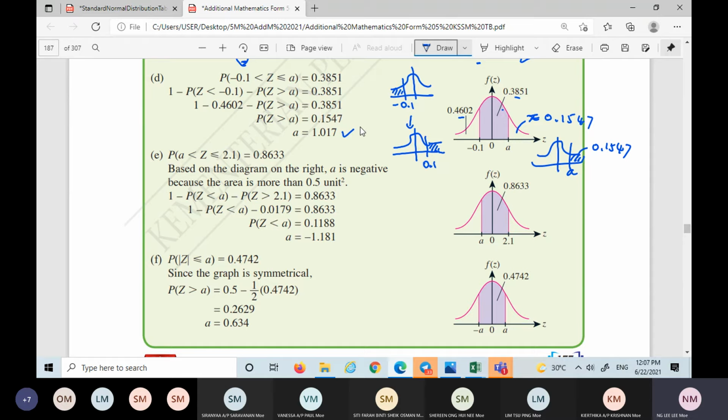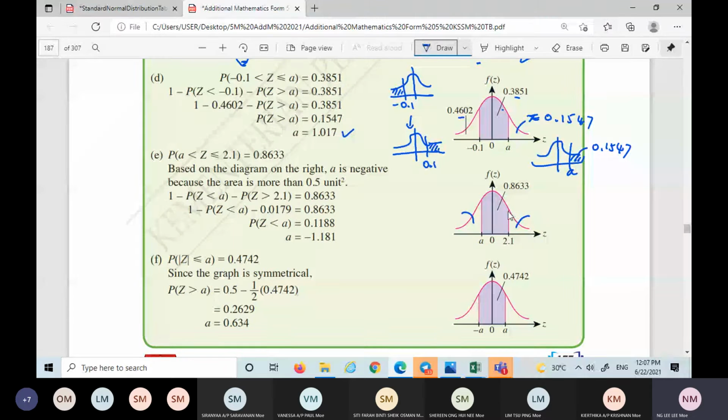Okay, now we come to E. The same thing. A is the one on the left, and then on the right is 2.1. So you see the diagram. Same thing, you temporarily set A on the left hand side of the 0. Then the area is 0.8633. Same, I need to get this area so that I know what this area is.